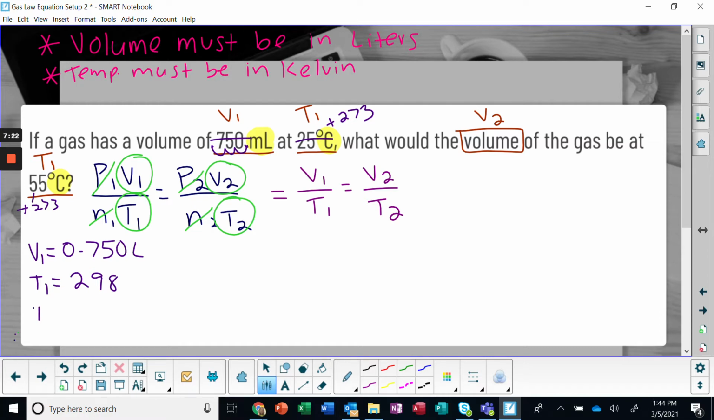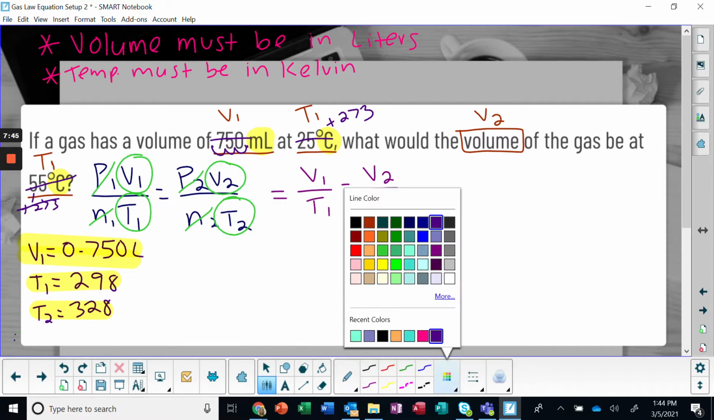And we get T2 equals 328. Okay? So I don't need those. Now, these are the numbers that I am going to be using now. Alright? This is it instead of the other ones. So now we are ready to plug our numbers into our problem and solve our equation.